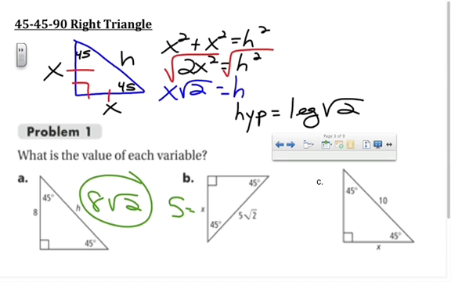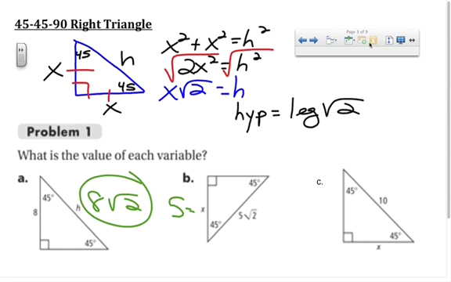Oh, no, it doesn't have a radical in part C. Wonderful. She's looking ahead and she noticed, oh, no, there's no radical to cancel out. But you at least realized that I need to take this 10 and divide it by radical 2.